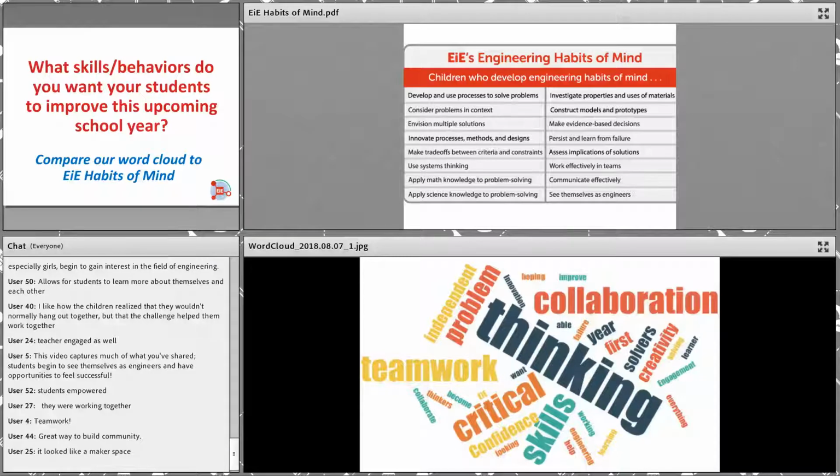The habits of mind might be a little small. I do believe you have a Zoom feature on the pod with the engineering habits of mind. Feel free to play around with that. That's not going to affect the view for anybody else except for yourself, so don't worry about it. Zoom in and take a look. And in the chat pod below, I want you to comment on any comparisons you see between the word cloud that we developed this morning and engineering habits of mind.